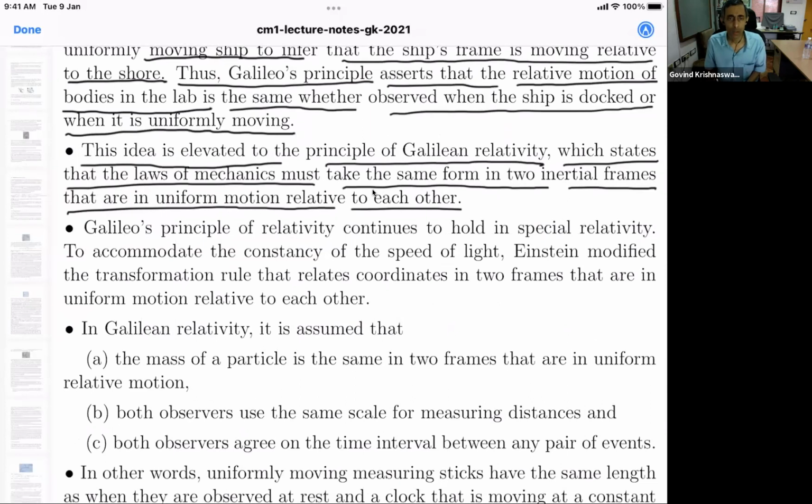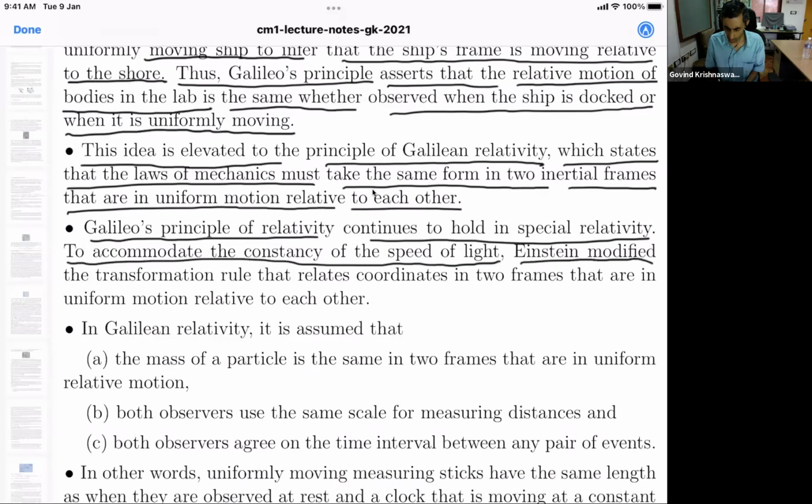Now, Galileo's principle of relativity, as I said last time, continues to hold in special relativity, even when speeds of objects or relative speeds between frames approach that of light. To accommodate the constancy of the speed of light, Einstein modified the transformation rule that relates coordinates in two frames of reference that are in uniform motion relative to each other. He did not tamper with Galileo's principle of relativity. It was retained.